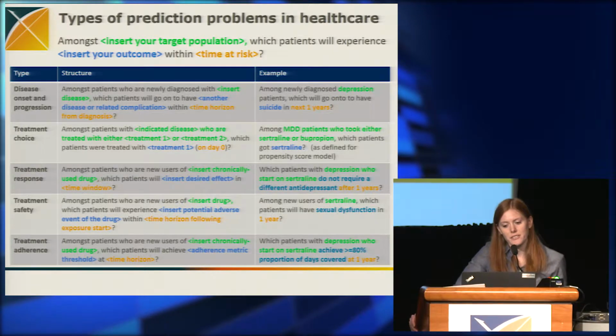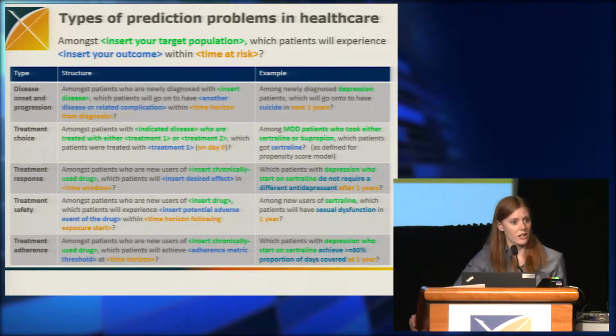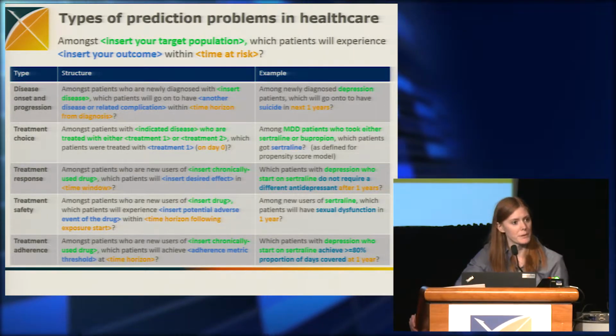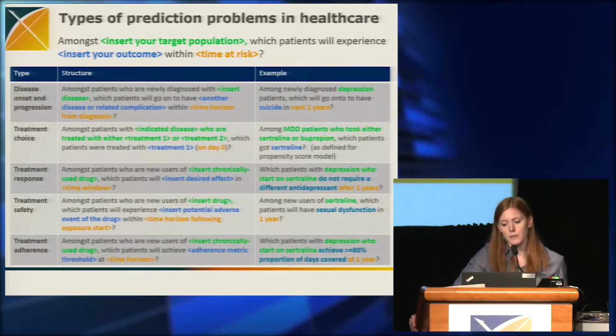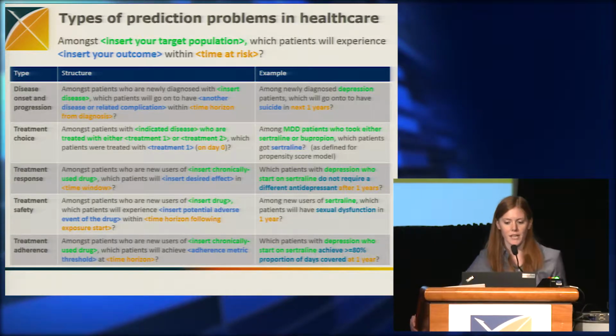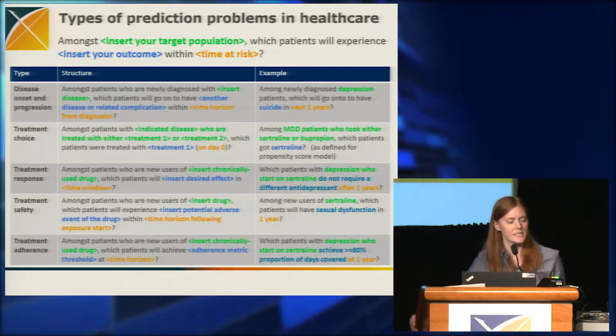Now, there are lots of different areas for prediction problems in healthcare. We've standardized our problem question. Our problem question is, amongst some target population, the people you want to do the prediction on, which patients will experience some outcome during some time at risk? And the most common prediction area you'll see this being used for is disease onset and progression.